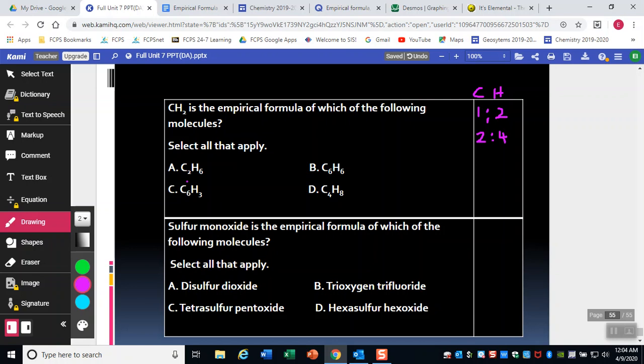Just like you do in geometry with similar polygons. If my ratio is 1 to 2, the other one has to be 2 to 4. So that is out. If I have 6 carbons, that was 1 times 6, so 6 times bigger. That means I have to have 6 times as many hydrogens, so 2 times 6 would be 12. And so that is not a choice.